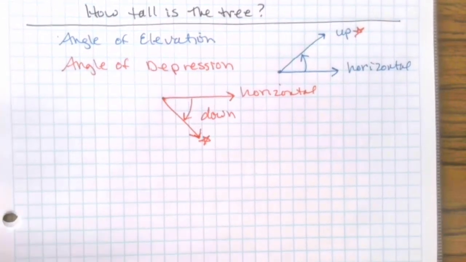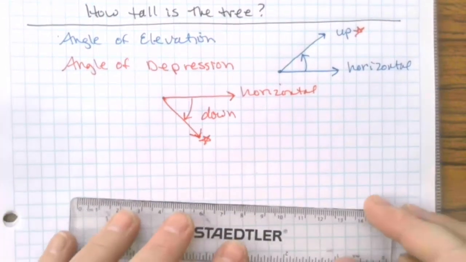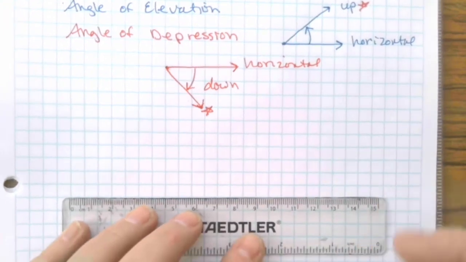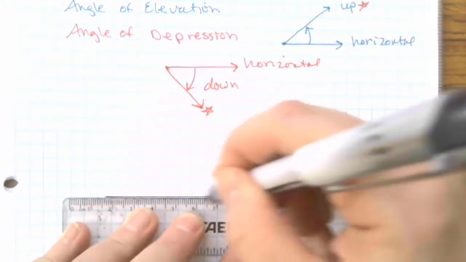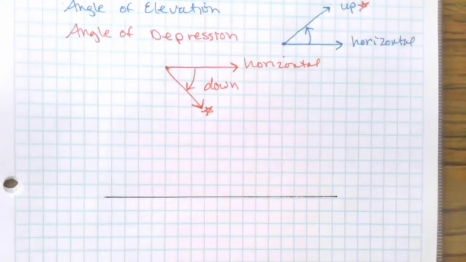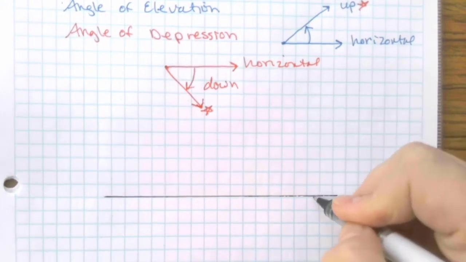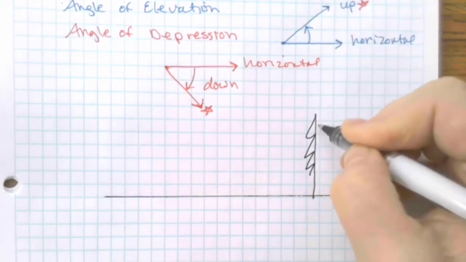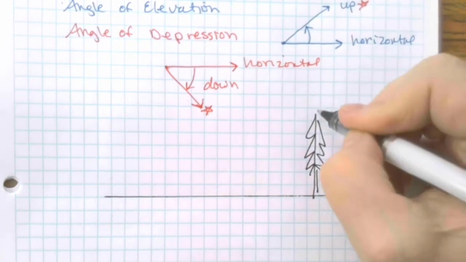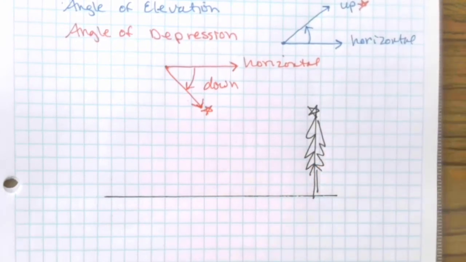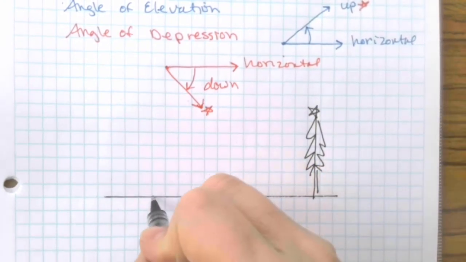So let's draw this situation. It says you're standing 25 feet from a tree. Okay, so here's our ground. And then we have a tree. There we go. We'll make it a Christmas tree. There we go. So you have a tree, and you are standing.